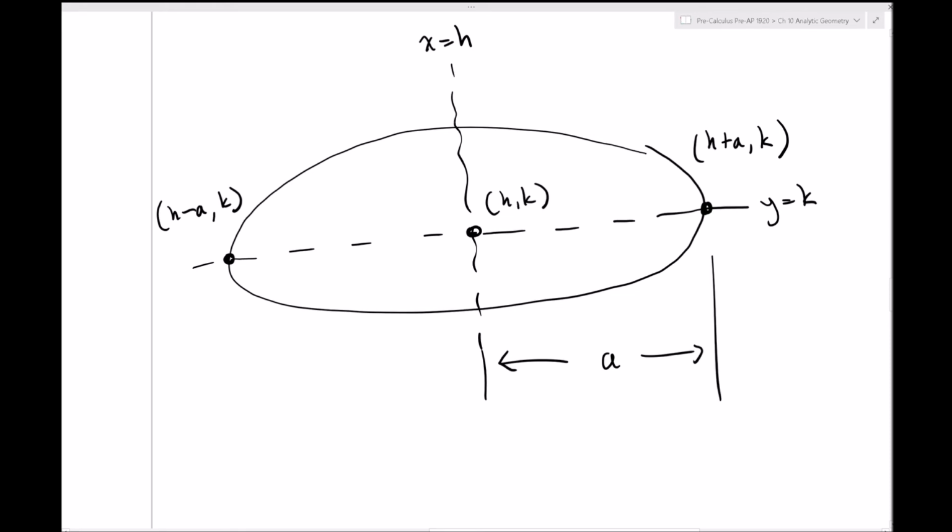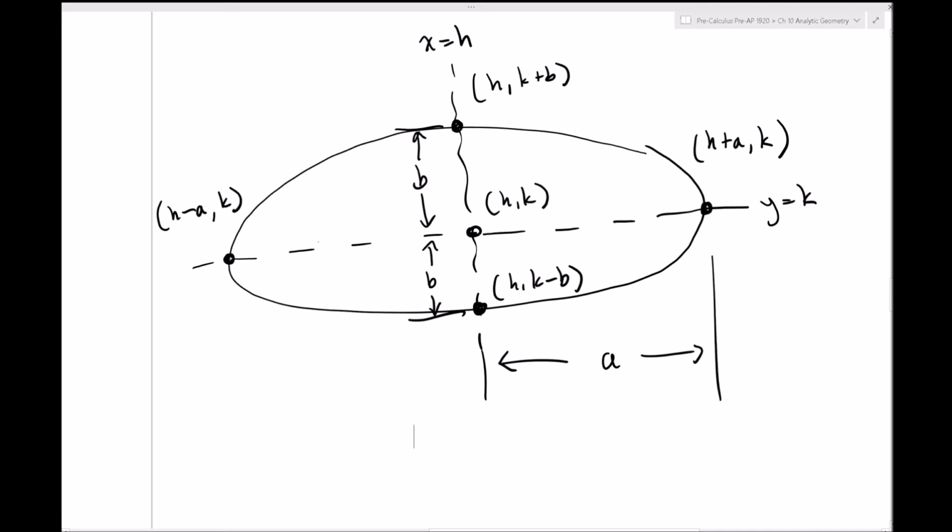Same idea for the co-vertices. Co-vertices have an x coordinate h, but the y coordinate is going to vary. If you remember, this is b from here to here. So then it's k plus or minus b, because it's b up and b down. So that's going to be h comma k plus b for the one on top, h comma k minus b for the one on the bottom.